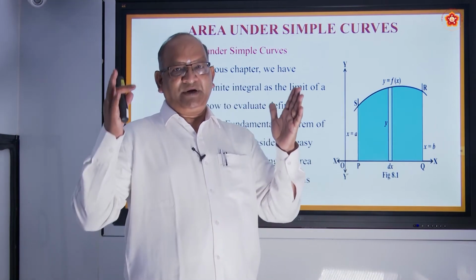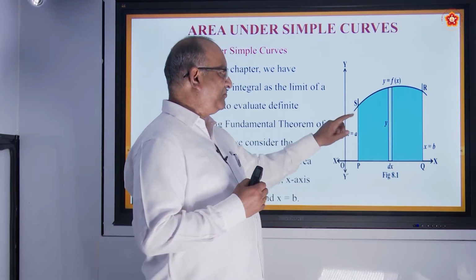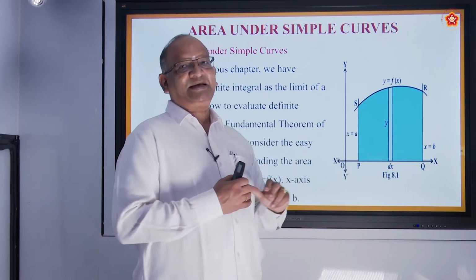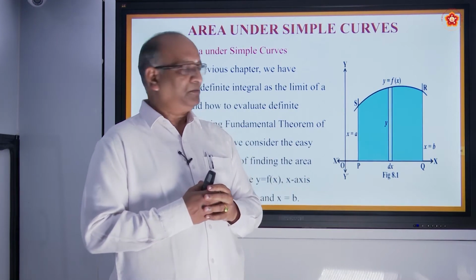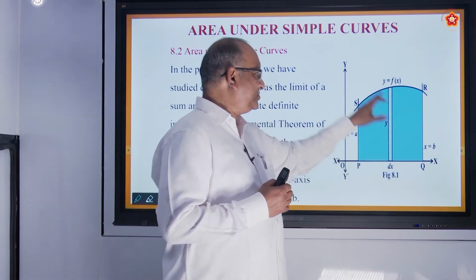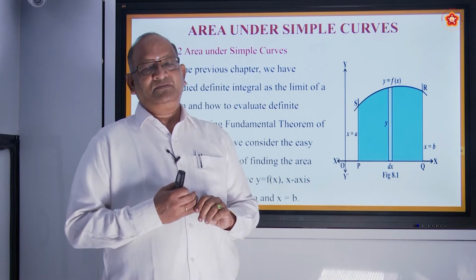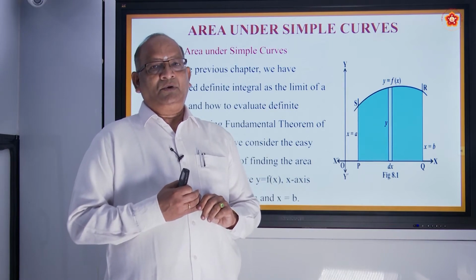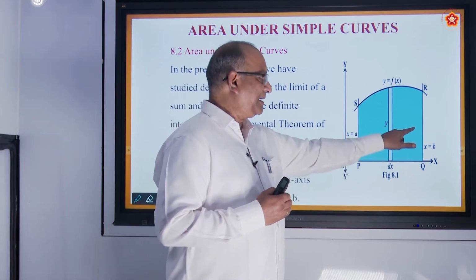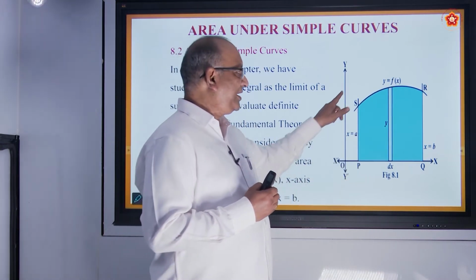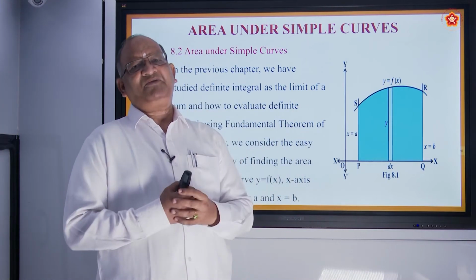Right and left boundaries are being defined. Here is a line which is parallel to the y axis. We are calling it x equal to a. Similarly, this line is also parallel to the y axis. We are calling it x equal to b. And above the x axis. So 3 boundaries are being defined. And what is the 4th boundary? Below the curve.